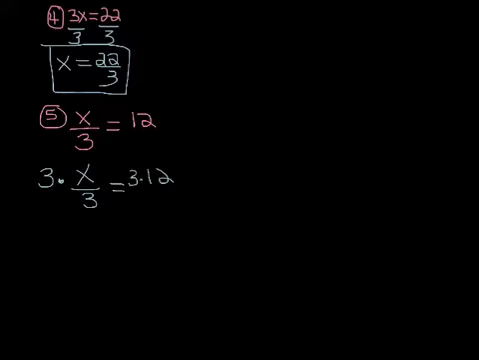On the left-hand side, what's going to happen is your 3 being multiplied by x and your 3 dividing x are going to cancel out. And in the end, you will have just plain old x on the left-hand side. On the right side, you will get 36, and that's your answer.